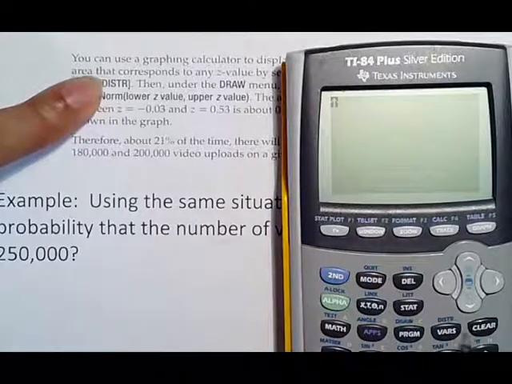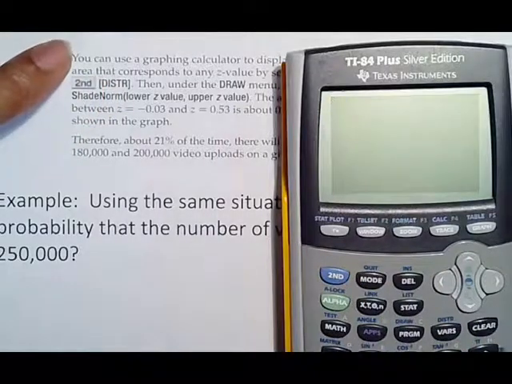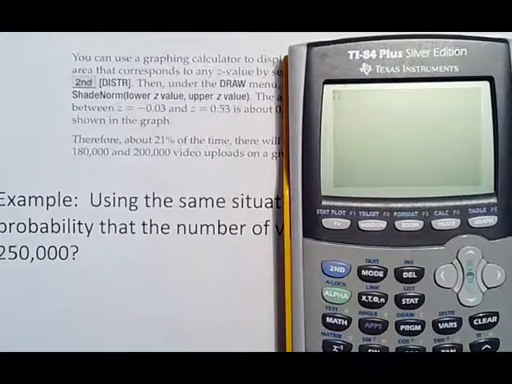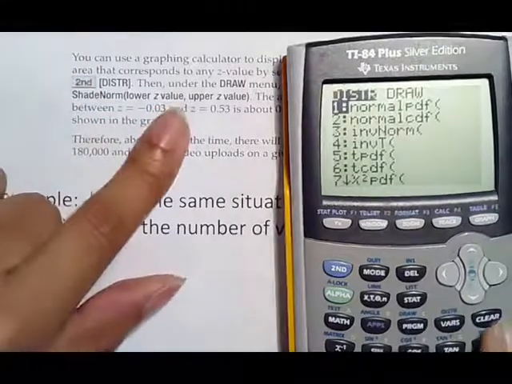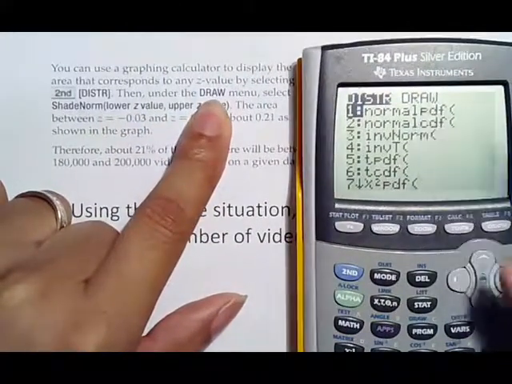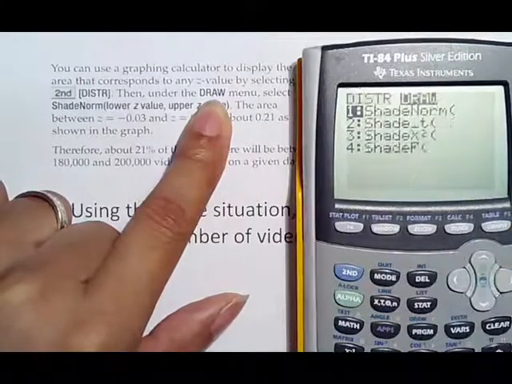Distribution, I don't know what that means, but let's see. I don't see a DISTR button, but I do see DISTR here. So again, it might take time, but you go ahead and hit that button. Under the draw menu, let's see, I don't see draw. Oh, there's a draw menu and it's to the right of it, so arrow over.